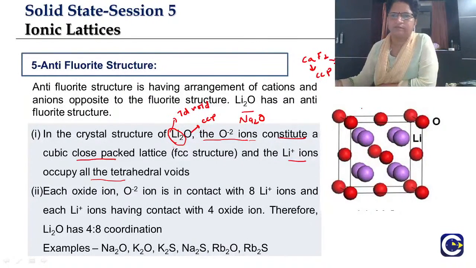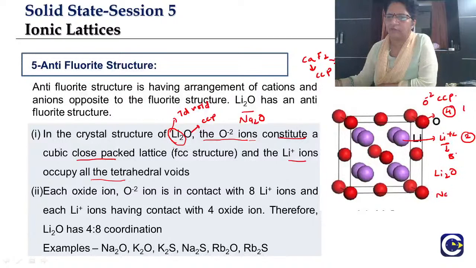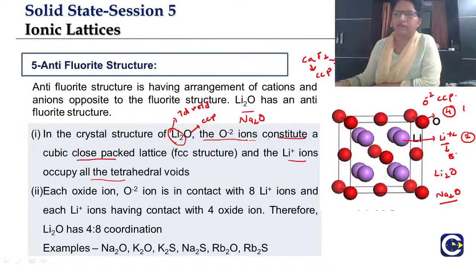Here what is there? Oxide ions are forming the closed packed structure. So the number will be 4. Lithium ions are occupying all the tetrahedral voids, 8. So the ratio is 1:2. What is 2 is lithium. So lithium oxide. The same you can take for sodium oxide also. We call it anti-fluorite because it is quite opposite. Fluorite structure is opposite. So we call it an anti-fluorite structure.